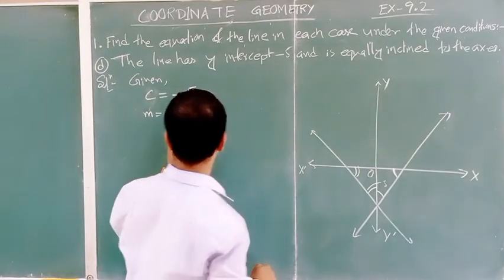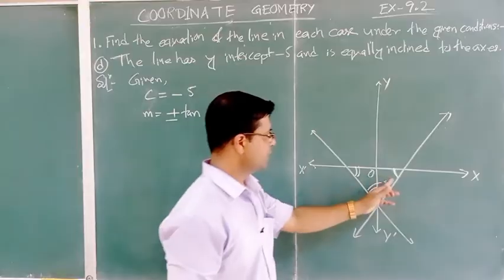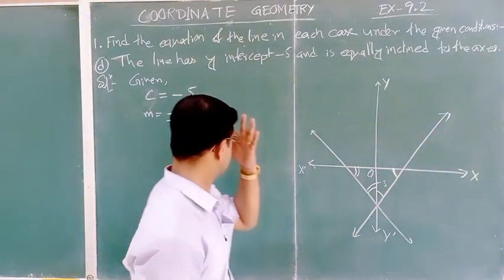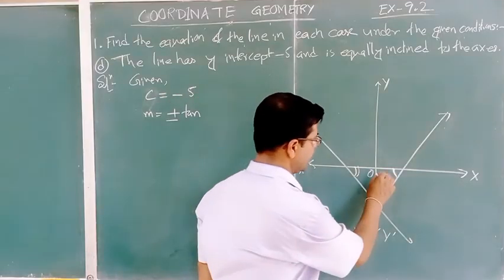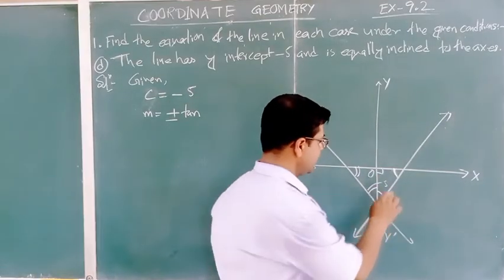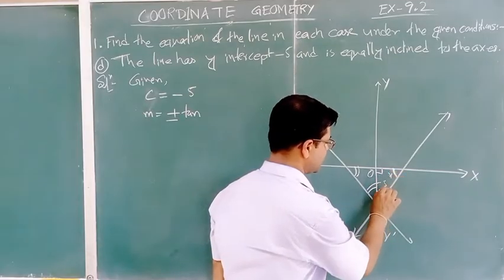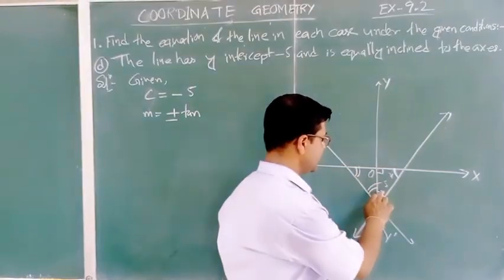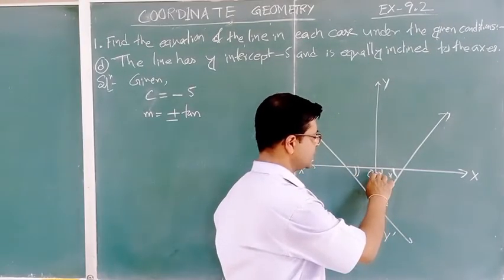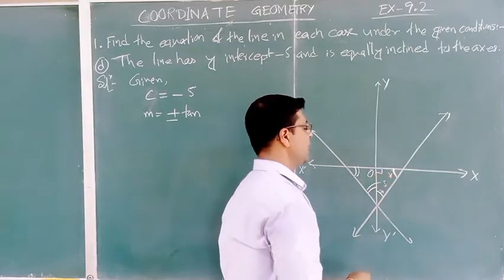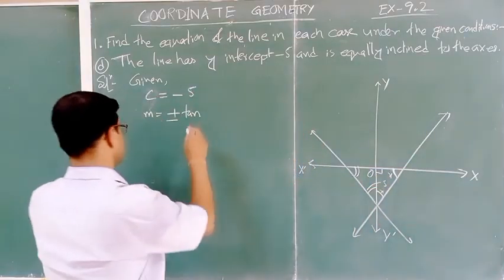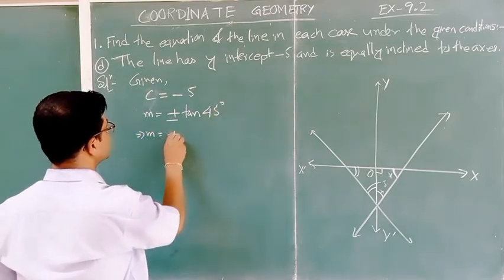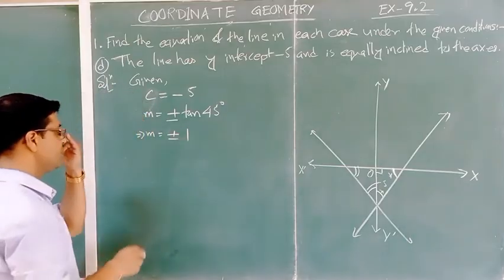The gradient is m equal to tan theta, but here we are bound to take both plus and minus, because the straight line may be in this direction, or in this way also. Now what is this angle? In a triangle, this angle is obviously 90 degrees. These angles are equal, suppose x or theta. The sum of the angles of a triangle is 180 degrees. So twice x plus 90 is 180, and if we solve, we get x equal to 45 degrees. So m is equal to plus minus 1, because tan 45 degrees is 1.